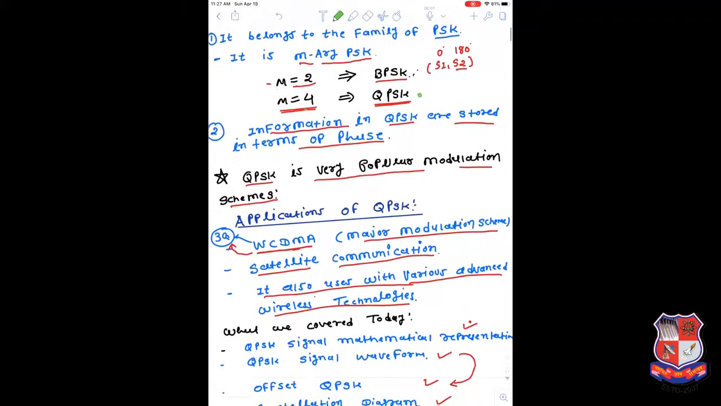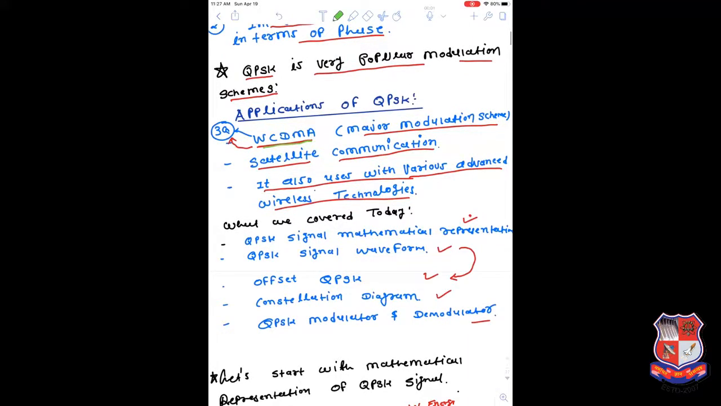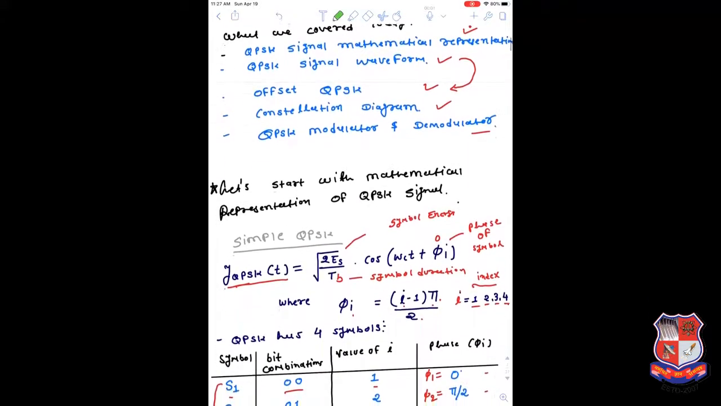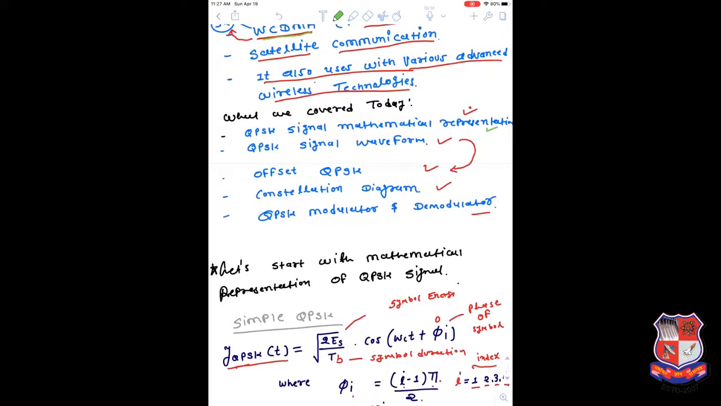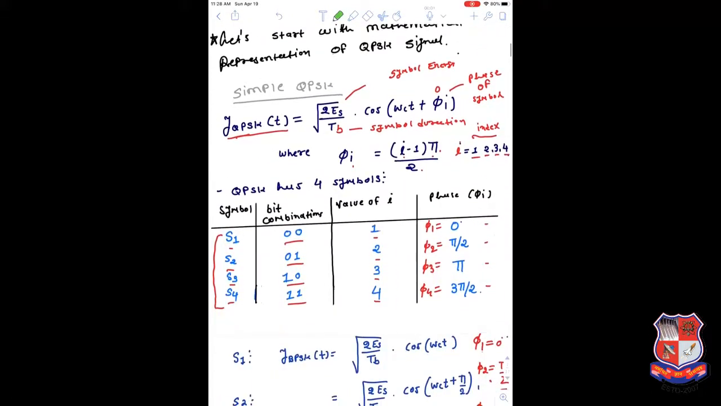The main application of QPSK was in WCDMA. In WCDMA, the main modulation scheme was QPSK in the third generation. Even today, in satellite communication and very advanced wireless technology, QPSK is still a potential candidate modulation scheme. So what we covered last time was the QPSK signal mathematical representation, the QPSK signal waveform, offset QPSK, the constellation diagram of QPSK, and the circuit of the modulator and demodulator of QPSK. This part we already learned in the last lecture.